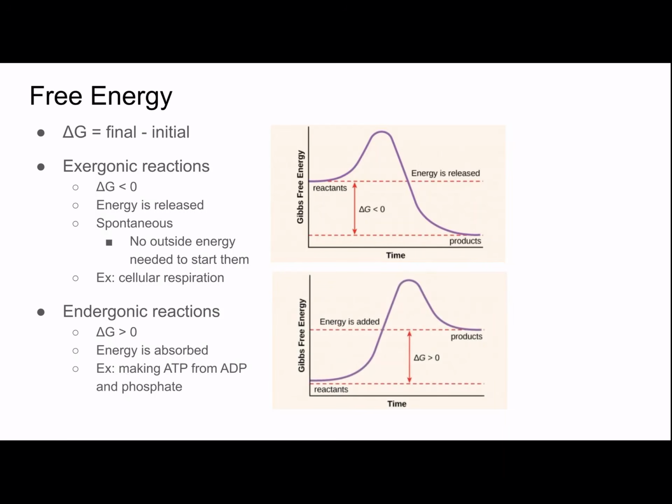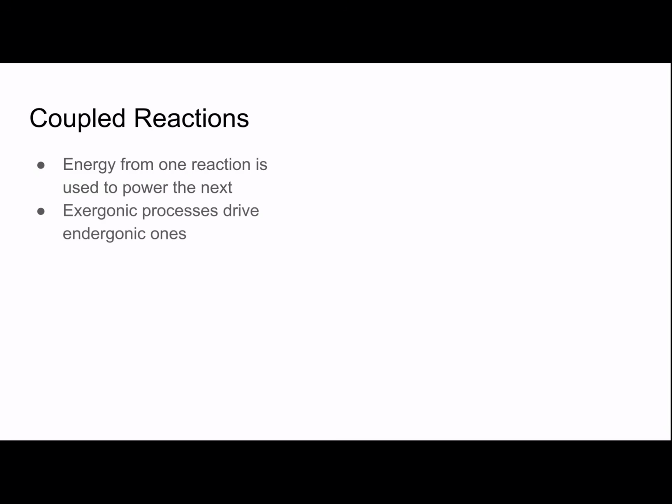And as you can see in the picture, this is what the graph of the free energy would look like. The reactant amount of free energy is lower than the product, which means that energy must be added. So this would not be a spontaneous reaction because energy needs to be added to start them. Then we have coupled reactions, which means that energy from one reaction is used to power the next. So an exergonic process would drive an endergonic one.